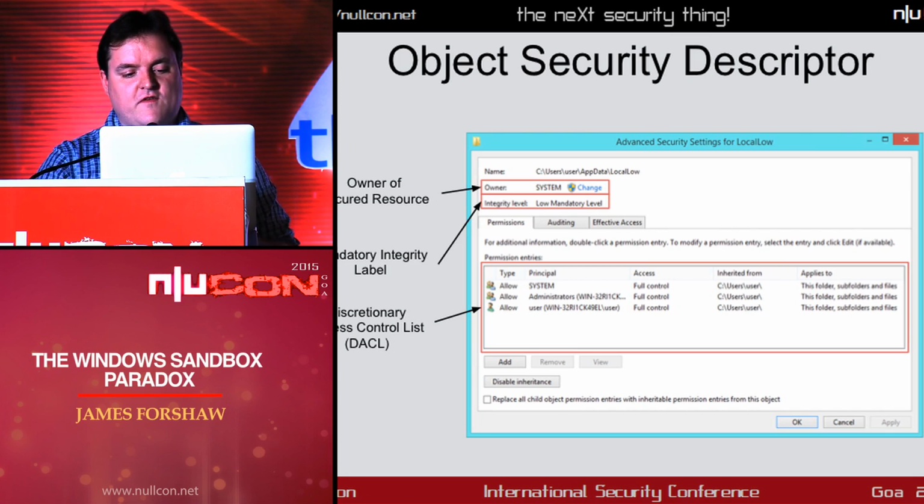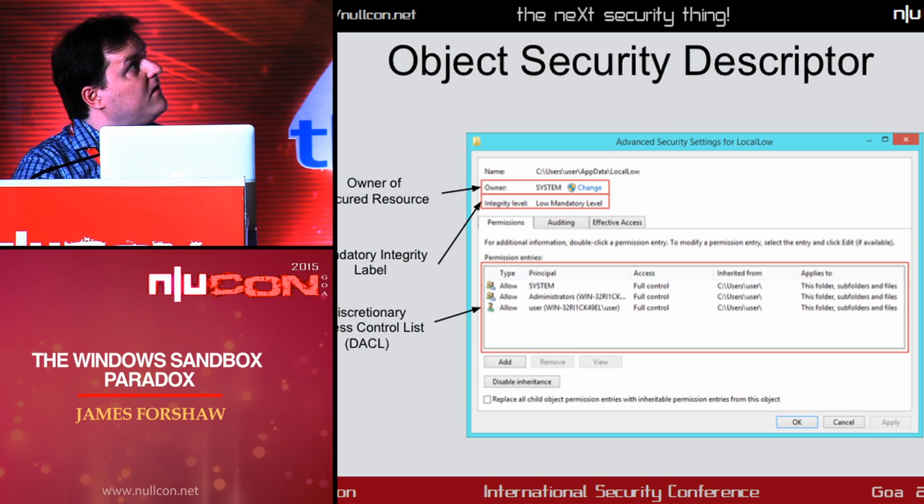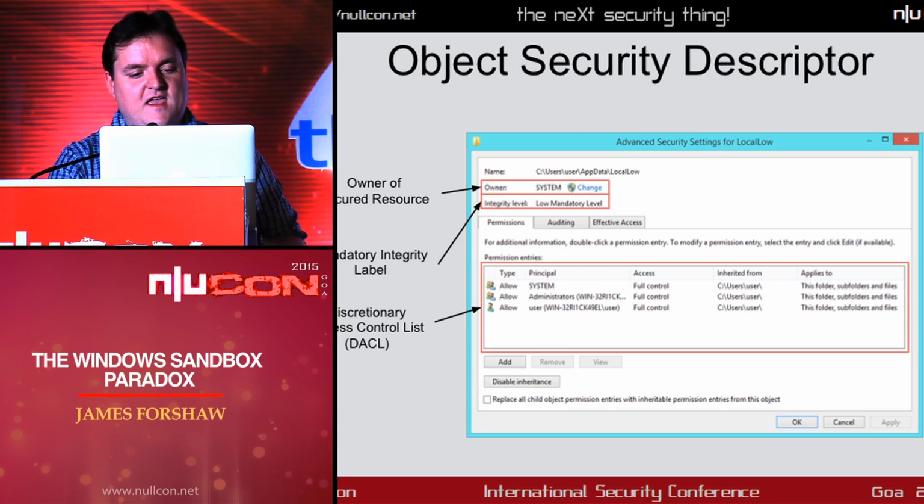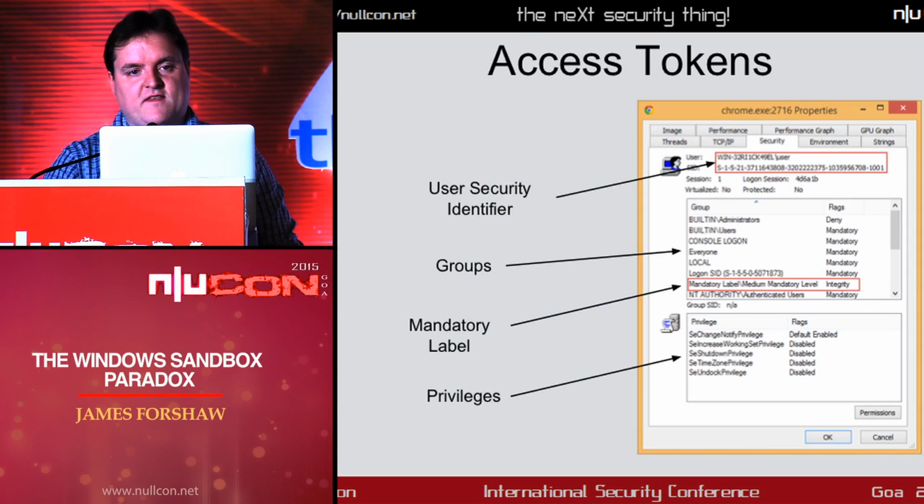In order to do that, there are three main parts of the security descriptor. You have the owner of the resource, which is usually the person who created the file or the registry key or the process in the first place. You have the mandatory integrity label. This is for mandatory access control, which we'll go into a bit in a second. And we finally have the discretionary access control list, which is used for discretionary control, determining whether you've got write access, for example.